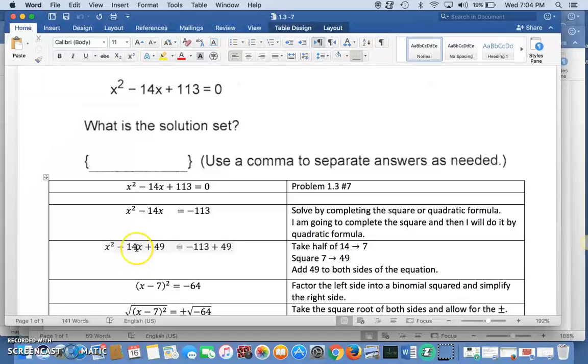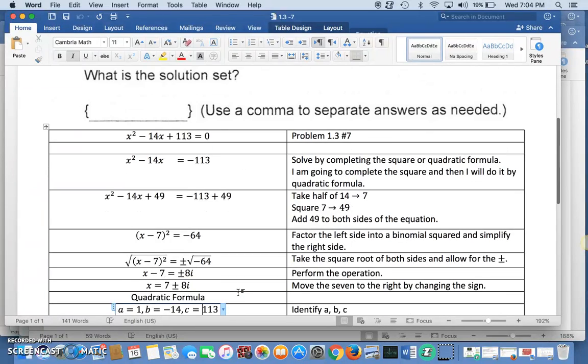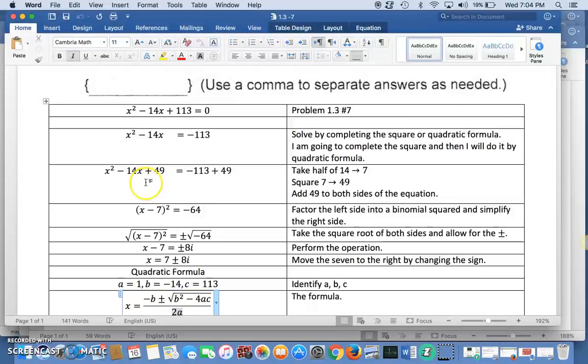Half of 14 is 7, and 7 squared is 49. We add 49 to the left and 49 to the right. Then you would simplify that. The x squared minus 14x does factor into the binomial squared. That was the whole purpose of completing the square. When you combine these two numbers, you get the negative 64.